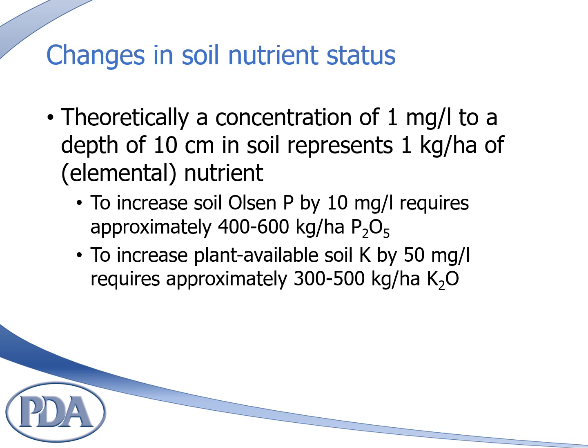Changes in soil nutrient status. Soil analysis measures the average nutrient concentration in depth of soil sampled. Theoretically, a concentration of 1 mg per litre to a depth of 10 centimetres in soil represents 1 kilogram a hectare of elemental nutrient. In practice, however, plants also obtain nutrients from below sampling depth and from the slowly available pool that is not measured by analysis.